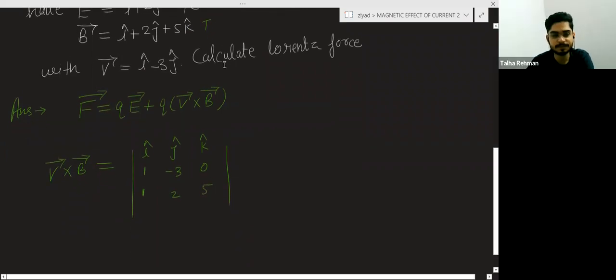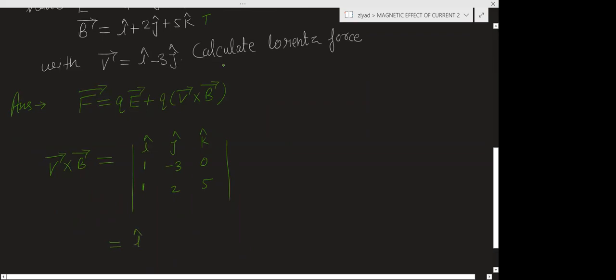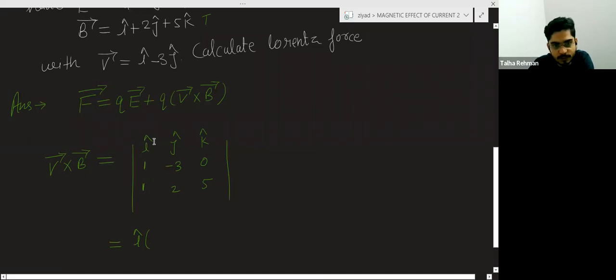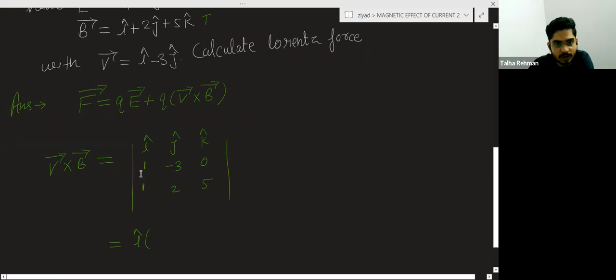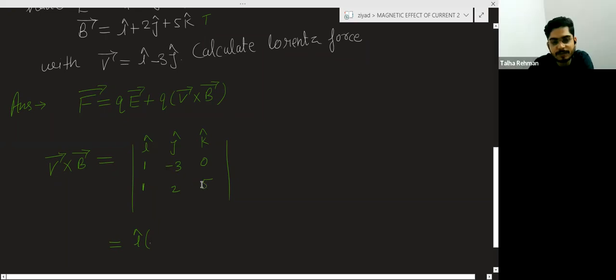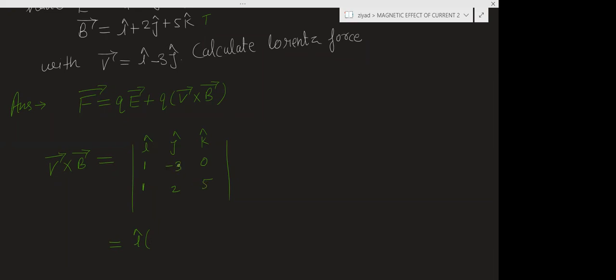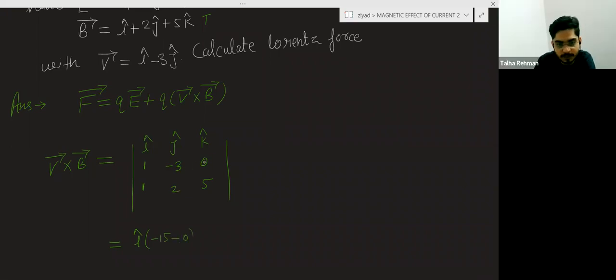Now we will open this determinant. I will write here first i cap and bracket. So I will hide this column and this row, and I will have this thing. 5 into minus 3 will become minus 15. And here I will write minus 0, since 2 into 0 will become 0.